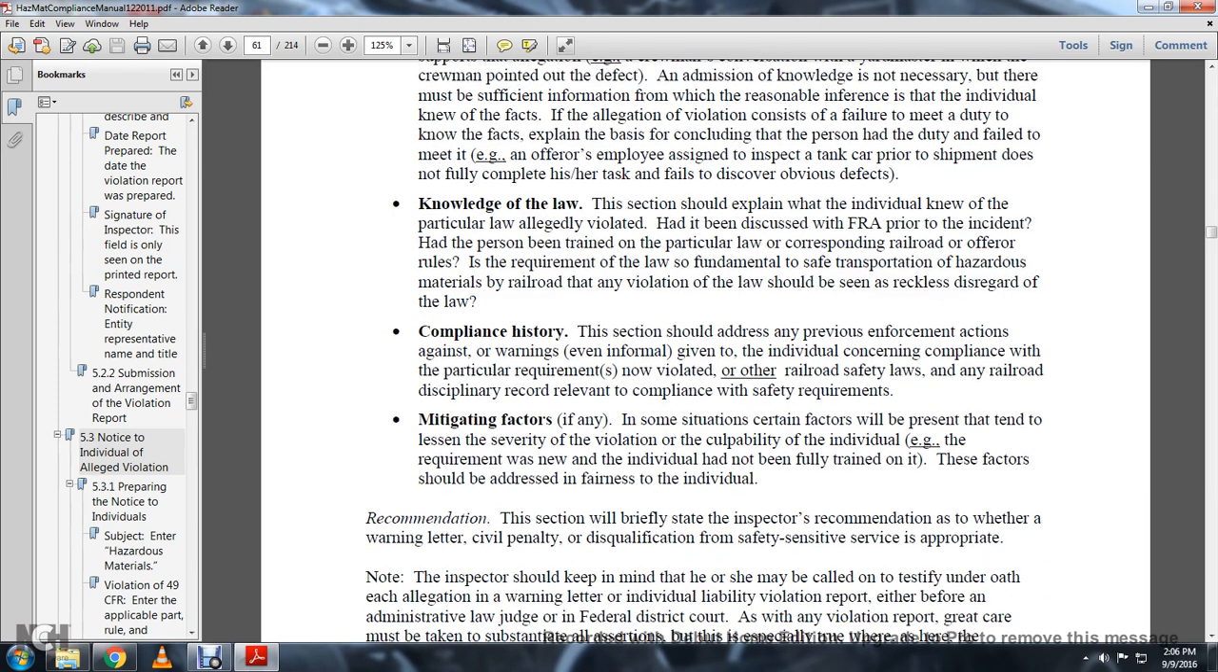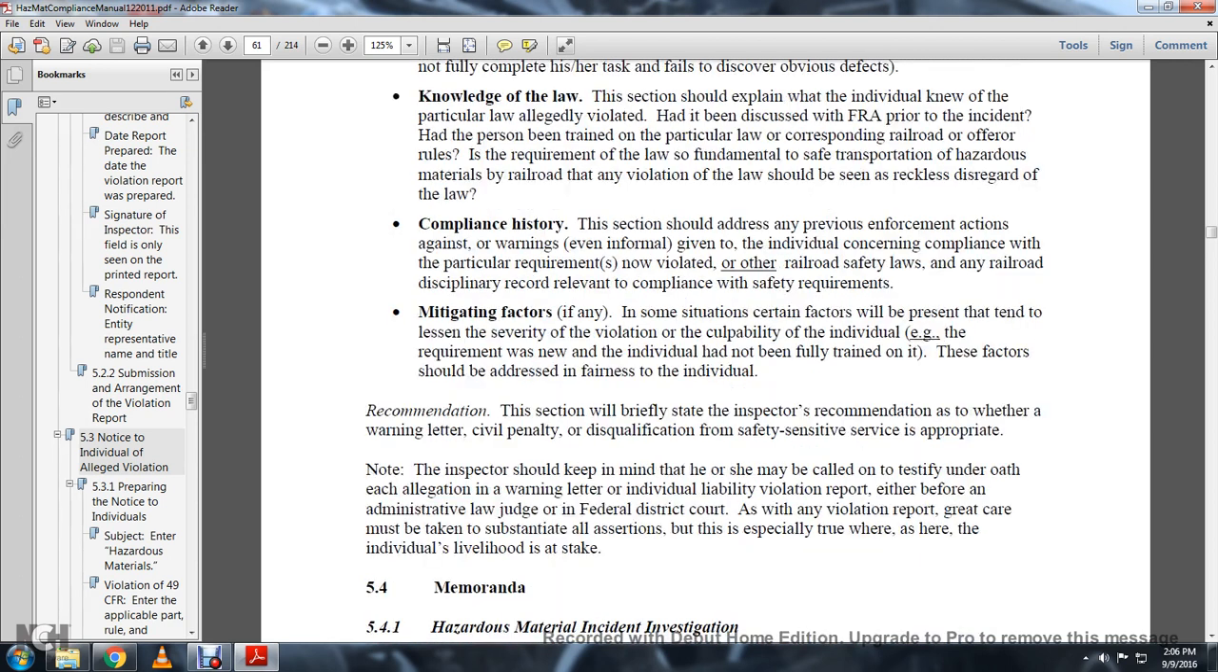Compliance history. The section should address previous enforcement actions against, and warnings, even informal, given to the individual concerning compliance with the particular requirement now violated, other railroad safety laws, and any railroad discrepancy relevant to compliance with the safety requirements.